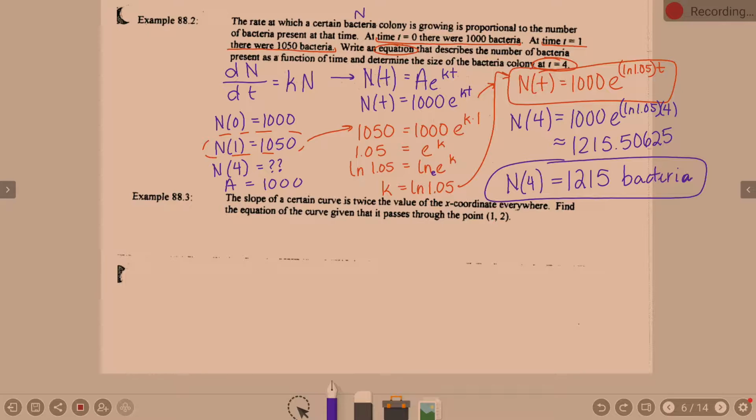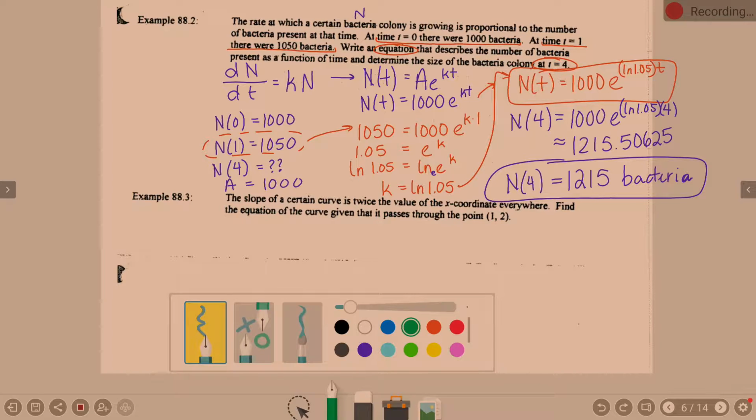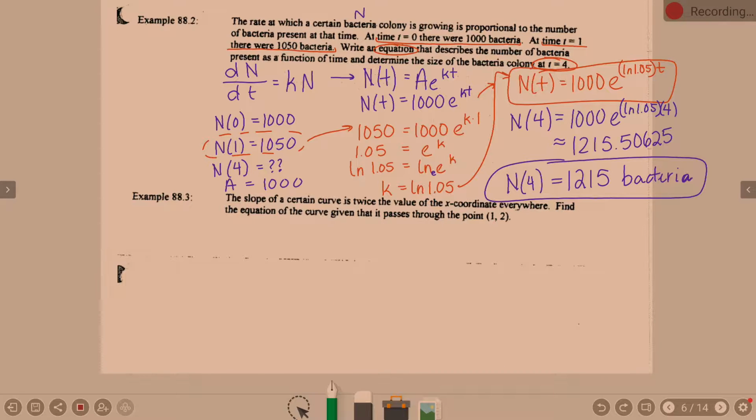Okay, example 3. The slope of a certain curve is twice the value of the x-coordinate everywhere. Find the equation of the curve given that it passes through the point (1, 2). Okay, keywords. Slope.